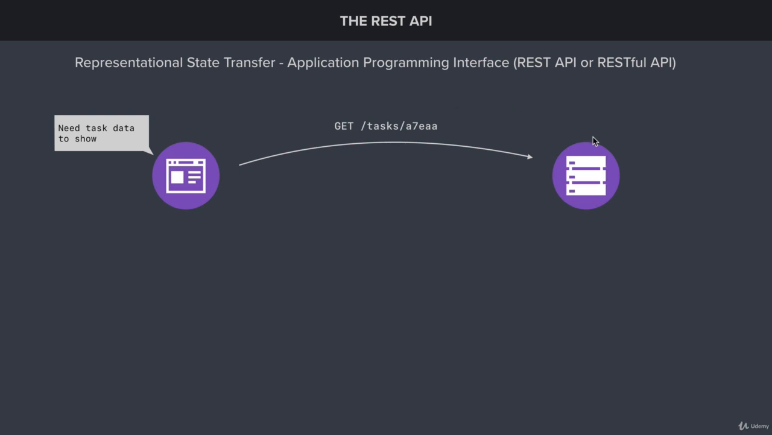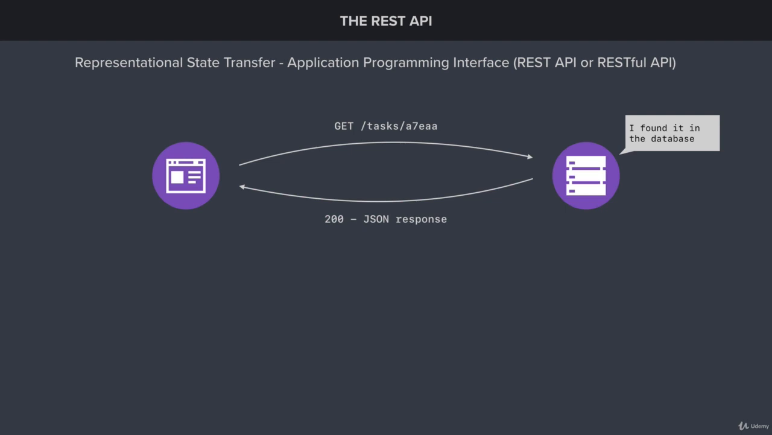So we make the request to the server. The server is going to be able to go through the process of fulfilling it. It's going to find the data in the database, in this case, looking for the task by ID, and it will send it back as part of the HTTP response. So right here, I have a status code, in this case 200, indicating that everything went well, and I have the JSON response with the data that was requested.